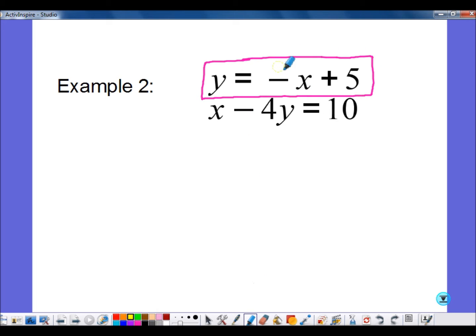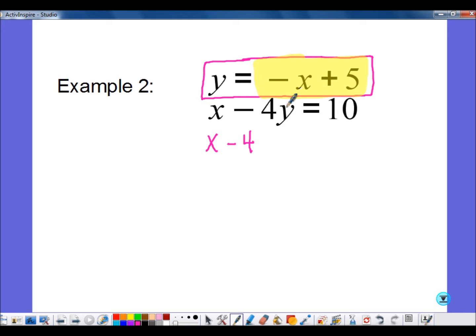I'm going to chalk it up, which means I'm going to take my highlighter and highlight the part that I need. All right, so this is the part that I need. So now I'm going to take my pencil and rewrite my second equation.